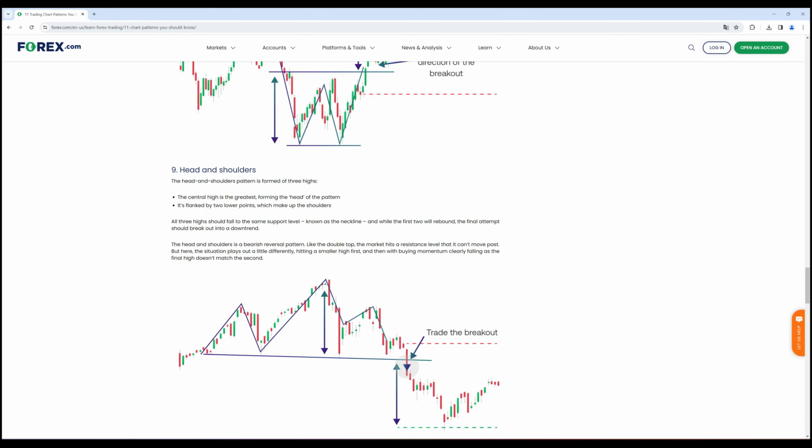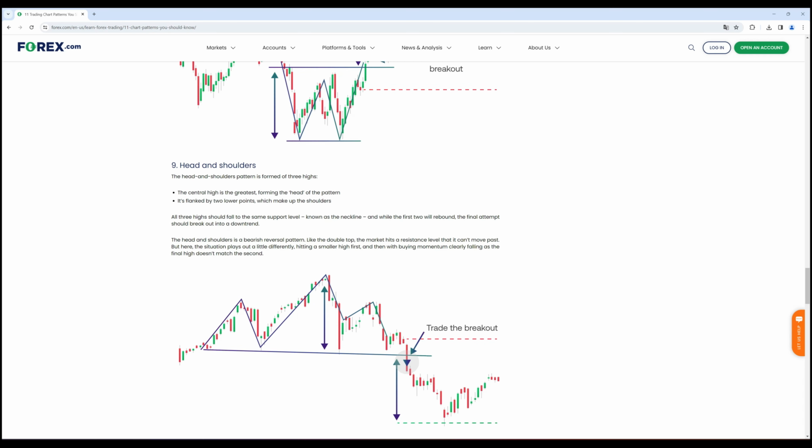To bring up head and shoulders, every trader should be familiar with head and shoulders. The head and shoulders pattern consists of three peaks: a higher peak, which is the head, as you can see right here, and the two lower peaks, the shoulders. It typically signals a trend reversal, with the price moving from an uptrend to a downtrend or vice versa.